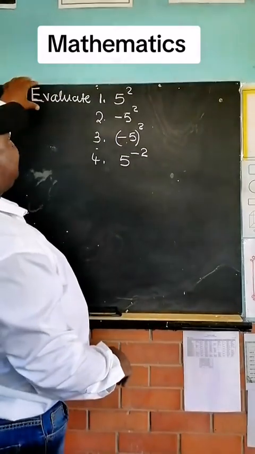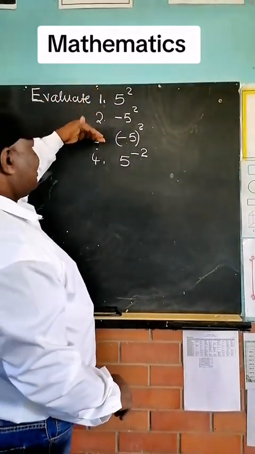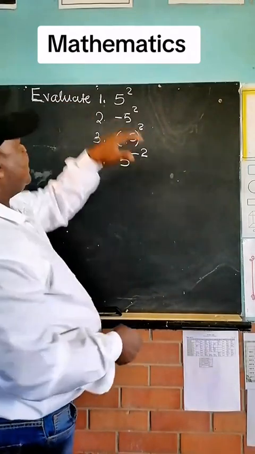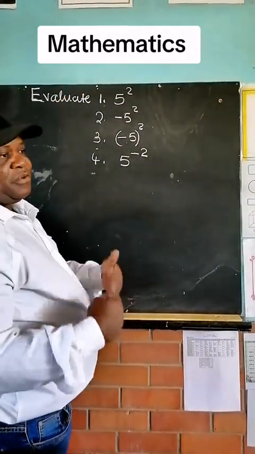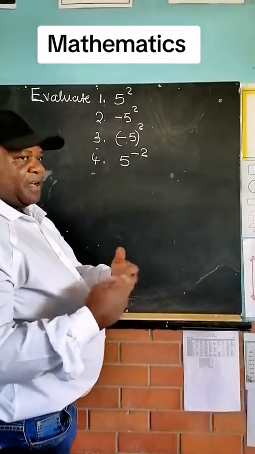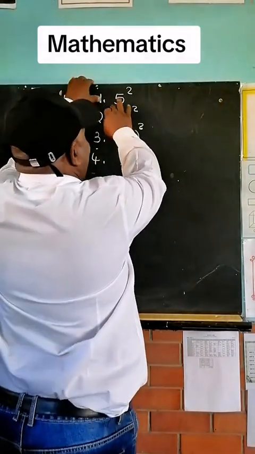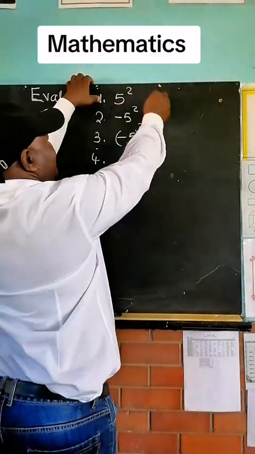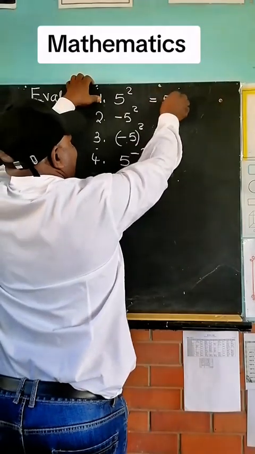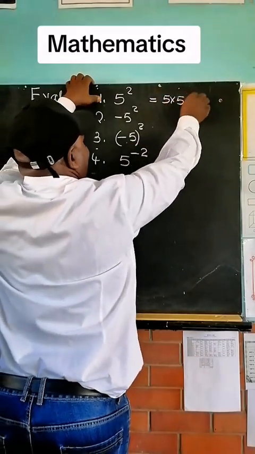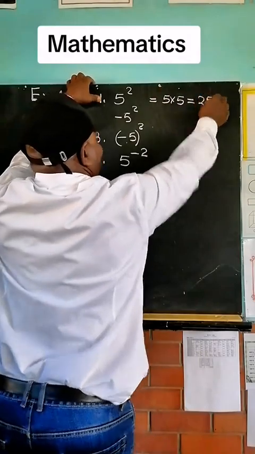The question is evaluate 1, 2, 3, 4. To evaluate means to find the value of. That command means find the value of. We look at number 1 as follows. 5 squared simply means 5 multiplied by 5, and the result is 25.